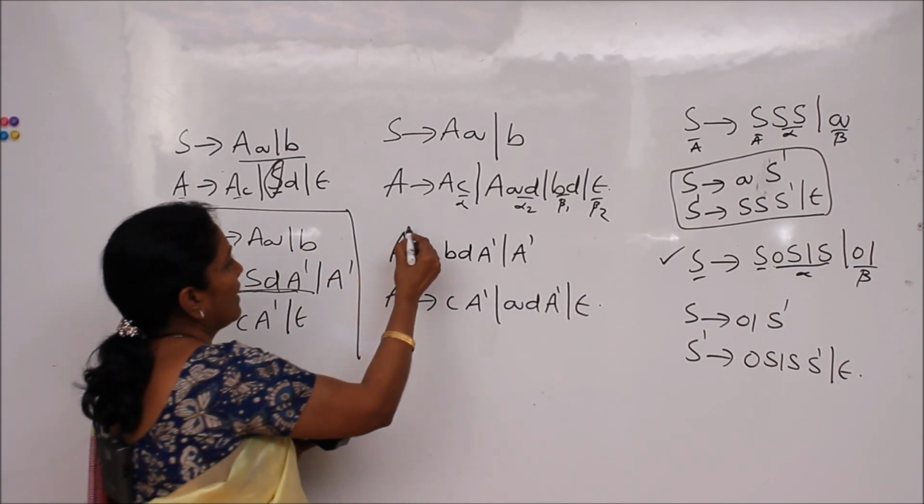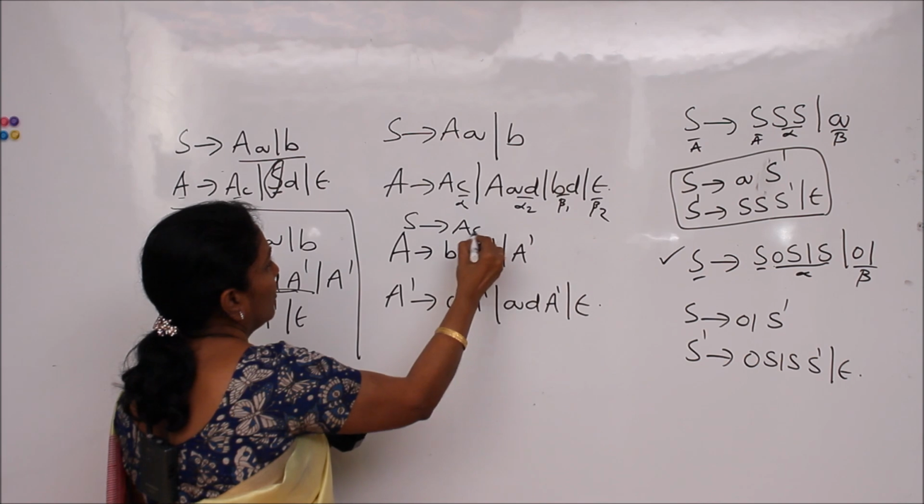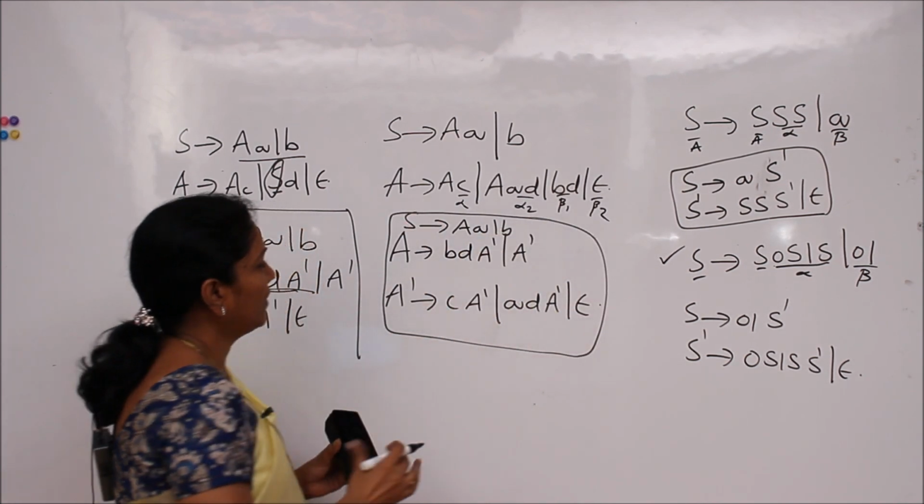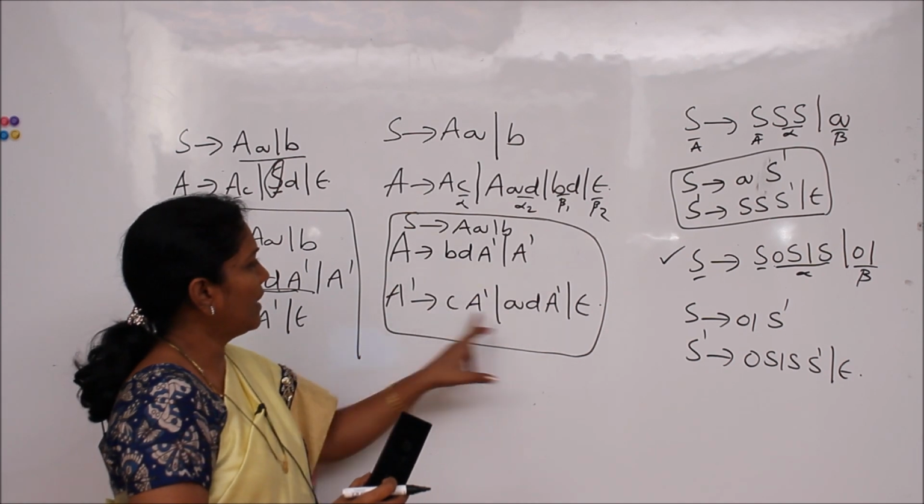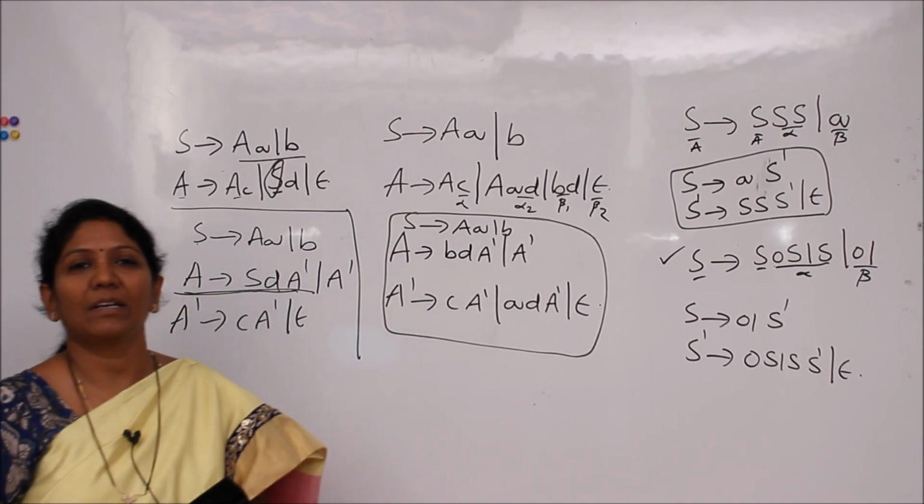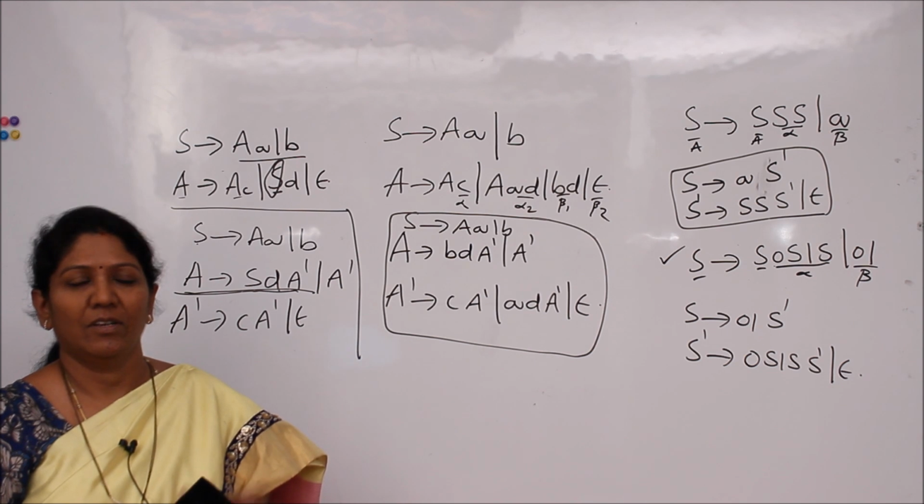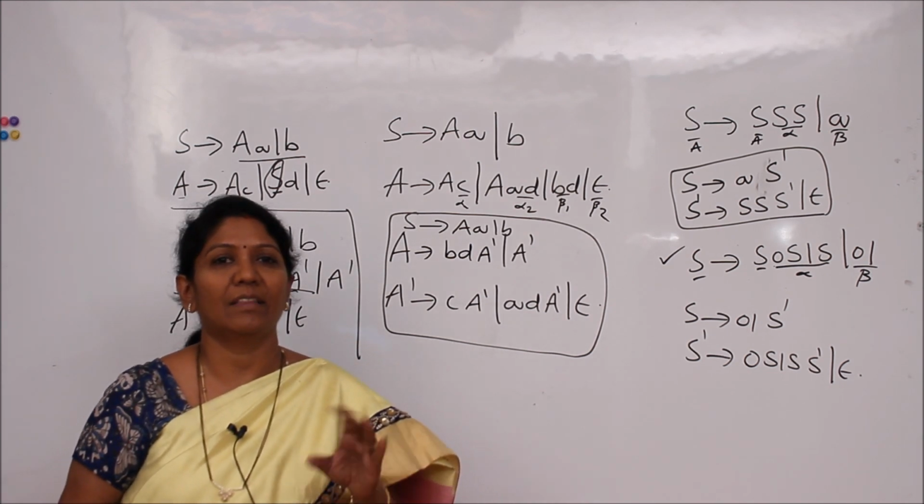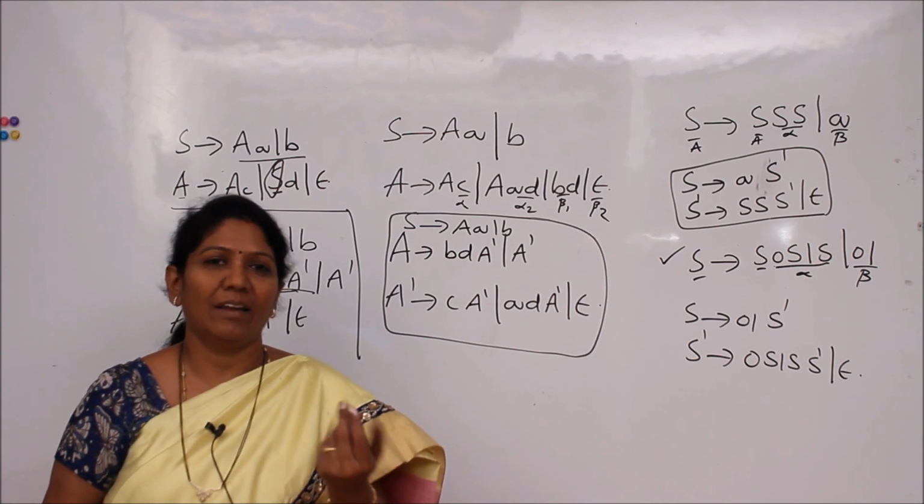Now look at this grammar. Do you find any left recursion in this grammar? A is A dash. Now it is completely free of left recursion. So this is how you have to eliminate the left recursion if it is there at the other levels. Expand and then apply the formula.